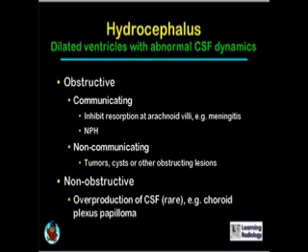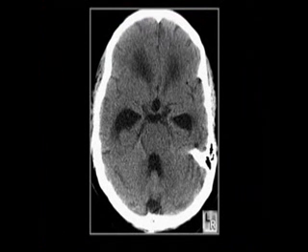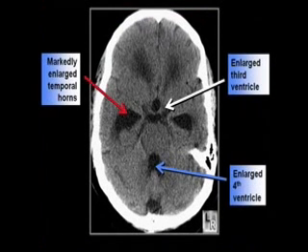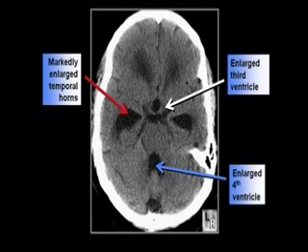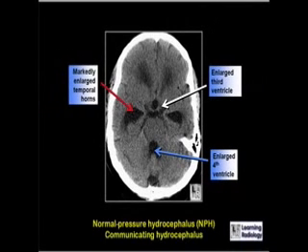The patient that we saw has markedly enlarged temporal horns, pointed to by the red arrow, the third ventricle is enlarged and the fourth ventricle is enlarged, but the sulci are not enlarged. Given the patient's symptoms, this is characteristic of normal pressure hydrocephalus, a form of communicating hydrocephalus.